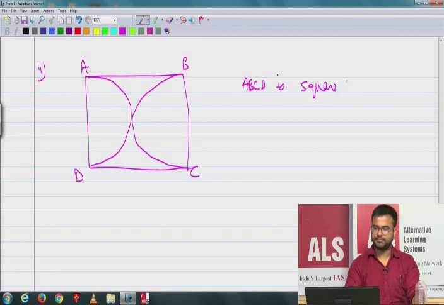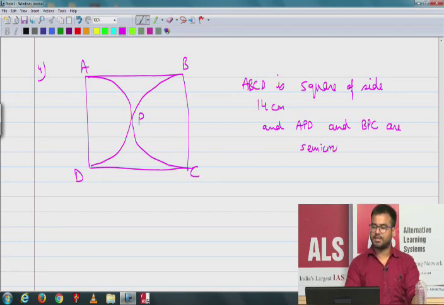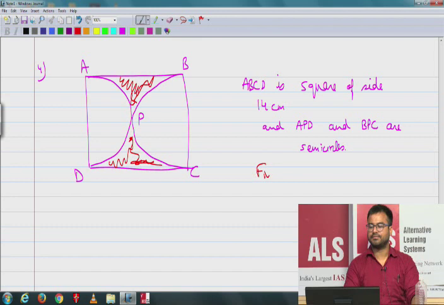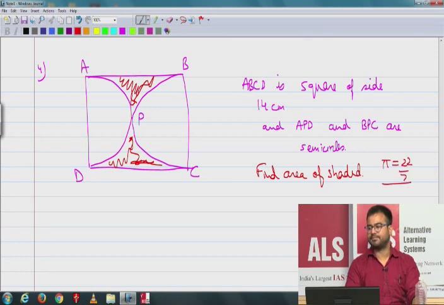ABCD is a square of side 14 centimeter, and APD and BPC are semicircles. So find the area of the shaded region, and you can use pi as 22 by 7. Do it.